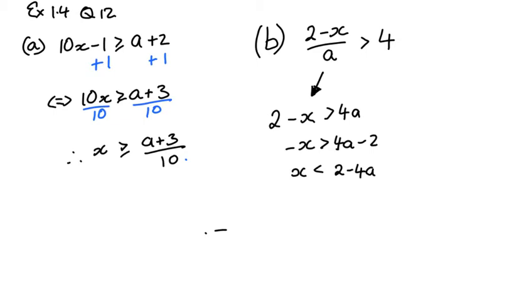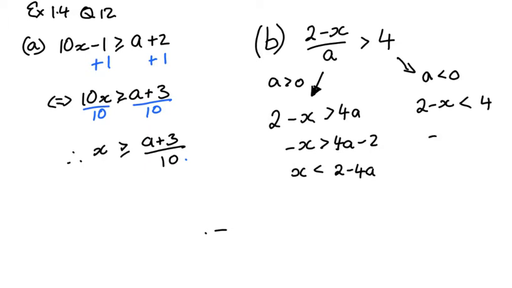So what I would do is I would have two solutions. I would say this is when a is greater than 0. If a is less than 0, my working would be as follows. I'd have 2 minus x, but now I've multiplied by a negative number if a is less than 0 in the first instance, so I'd have to change that sign around and have 2 minus x is less than 4a.